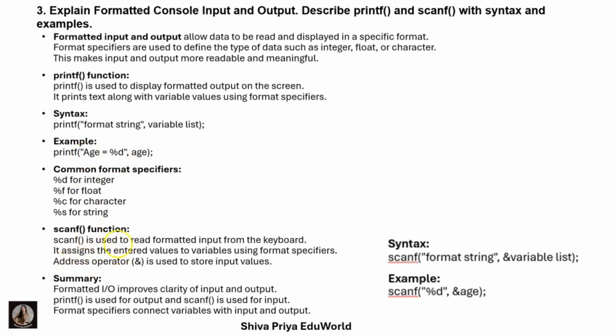The address operator, that is ampersand, is used to store the input values. Let us see the syntax. Example, scanf format string. I will use a format string and ampersand variable list. For example, the scanf format string is %d because I have taken age. I have to represent ampersand, and the variable list is age. Clear with this?